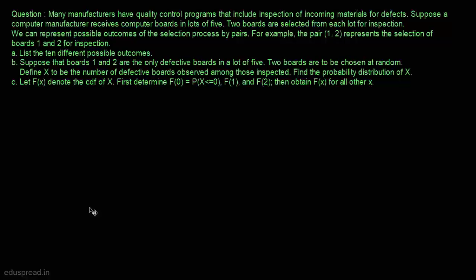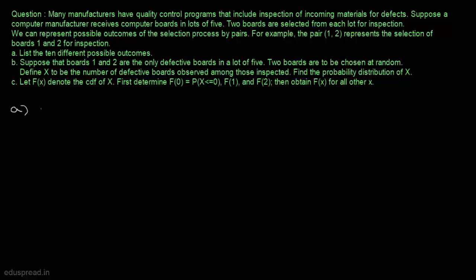We can represent possible outcomes of the selection process by pairs. For example, the pair 1-2 represents the selection of boards 1 and 2 for inspection. So in part A, we have to list down the 10 different possible outcomes. So let us first confirm that yes, there are 10 possible outcomes in this case. Because in this case the ordering does not matter, we can use combination instead of permutation.